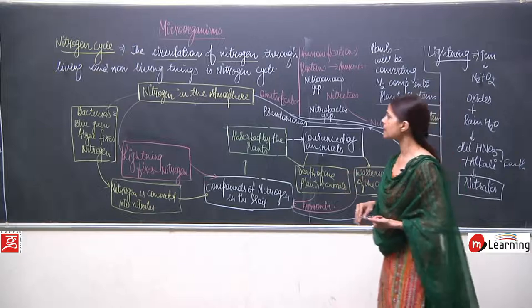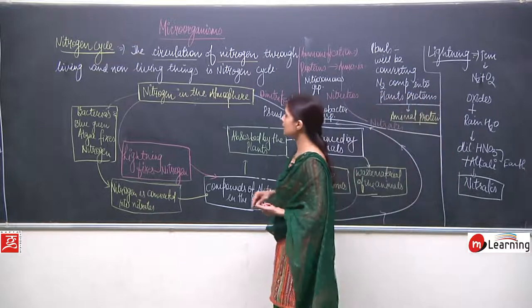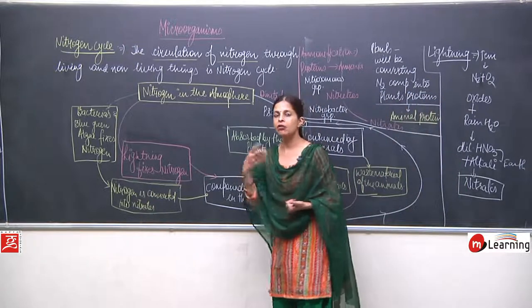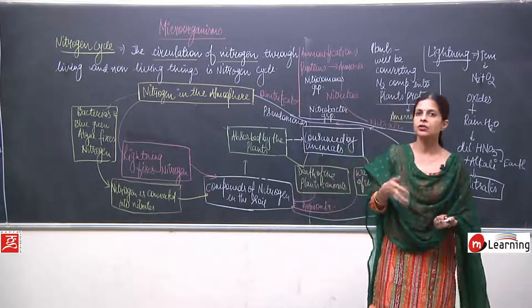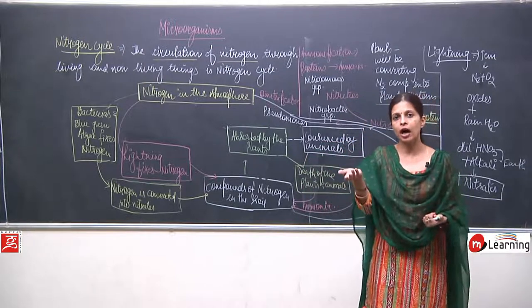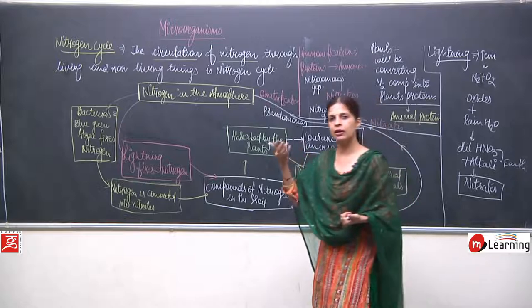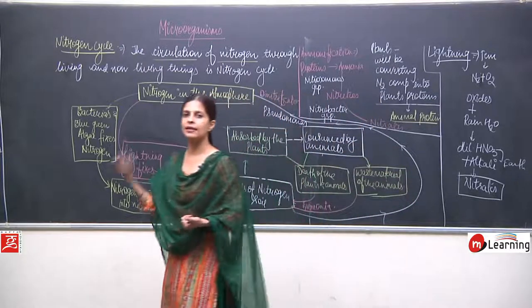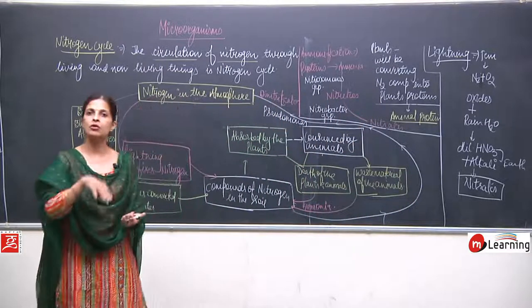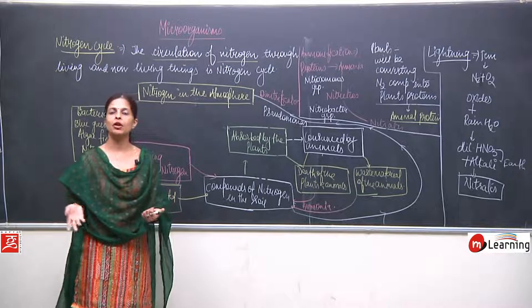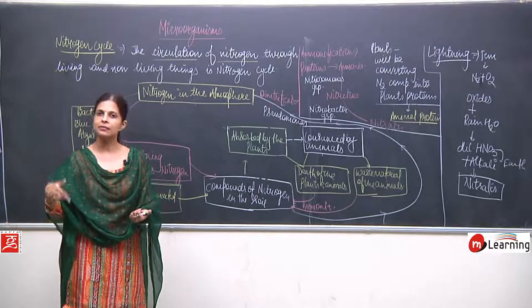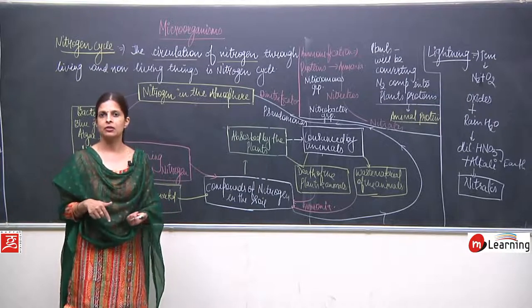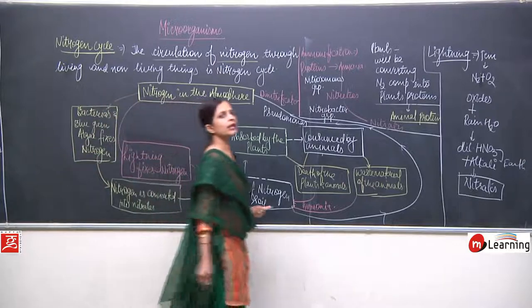Here we have discussed the nitrogen cycle: how nitrogen comes in the atmosphere and gets converted into its forms, how it gets converted into ammonia, then nitrites, then nitrates, again how it is absorbed by the plants, from the body of the plants to the animal body, and again how it comes into nature. So this is all about the nitrogen cycle.